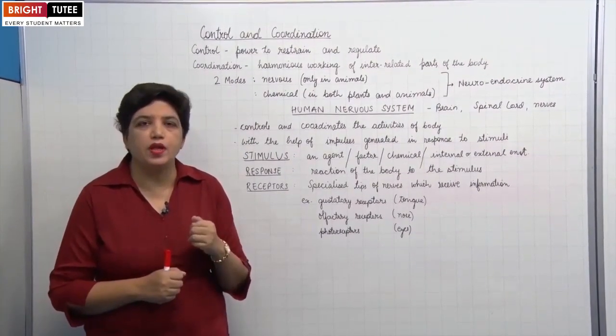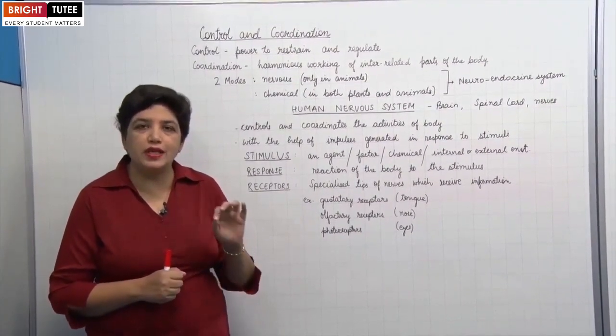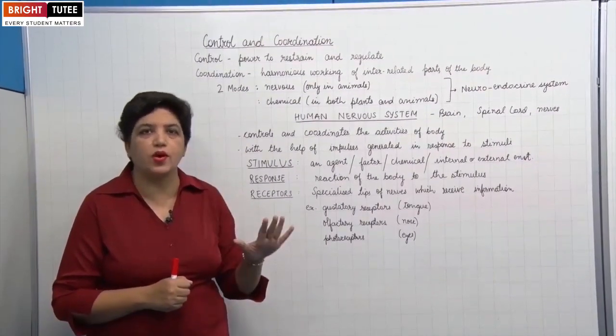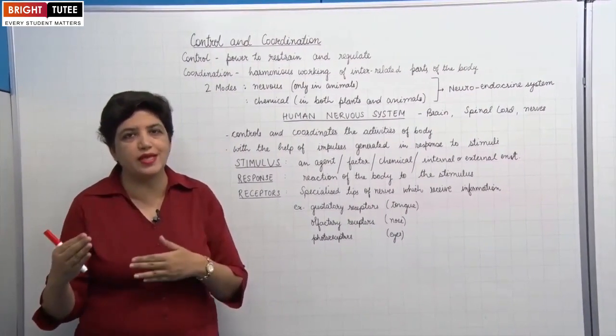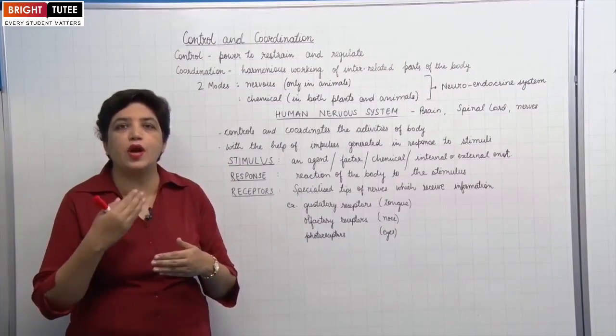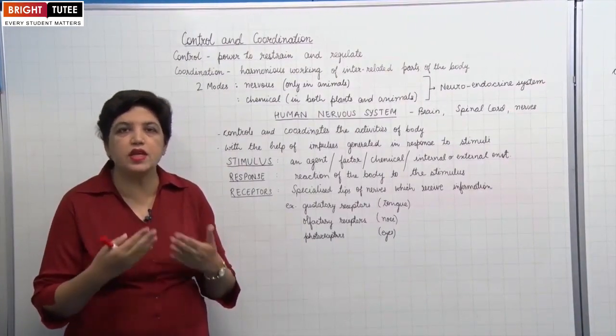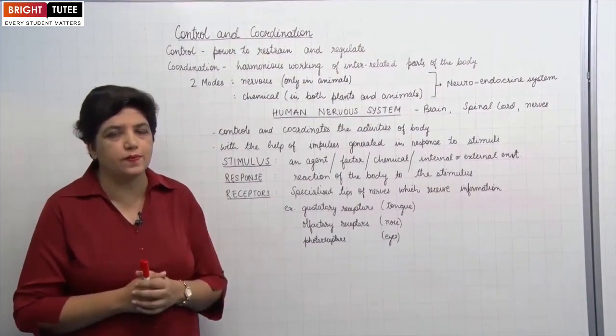For example, when you are sleeping, your breathing rate and heart rate slow down. But when you are doing vigorous exercise, your breathing rate and heart rate increase. This control is maintained by this system.